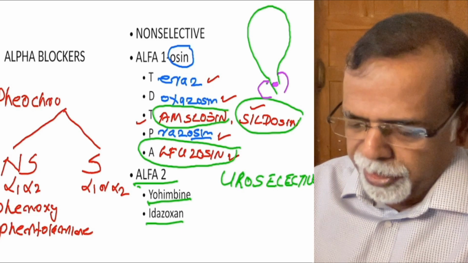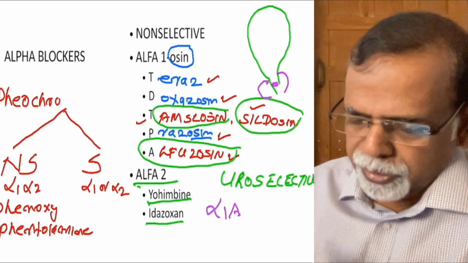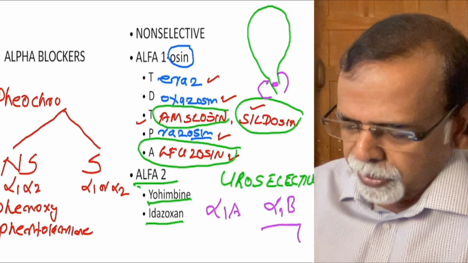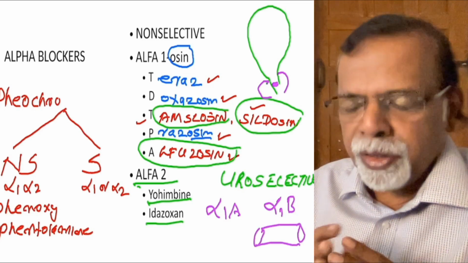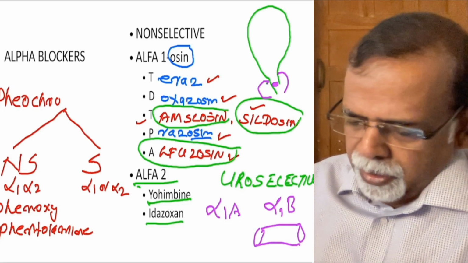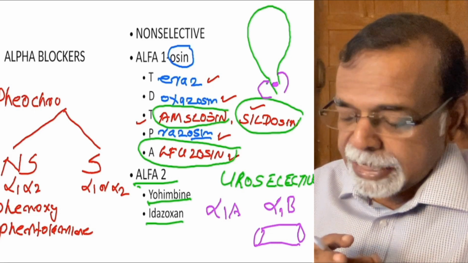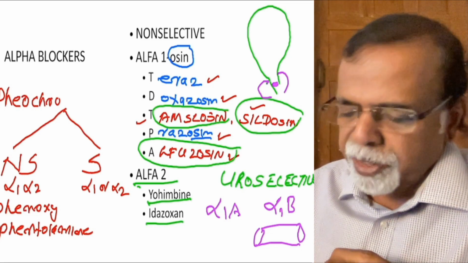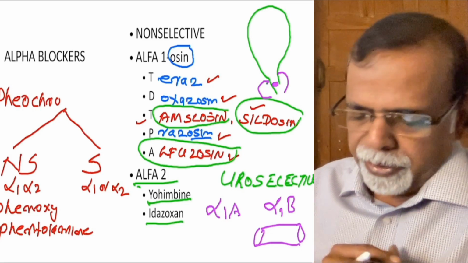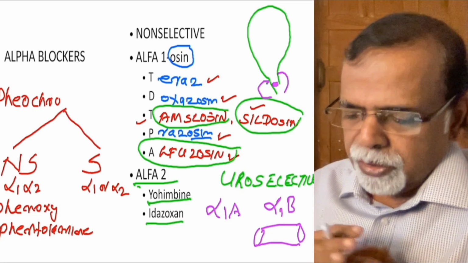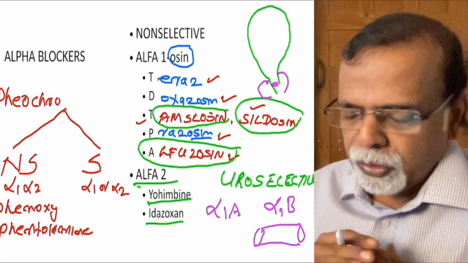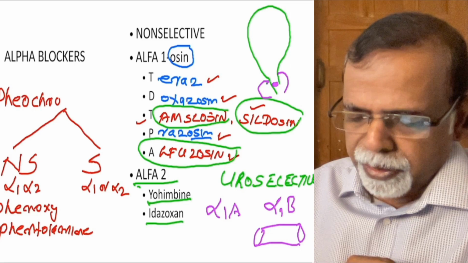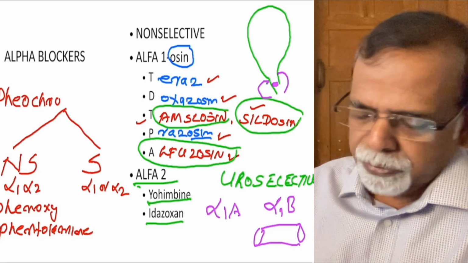The alpha 1A subtype is predominantly seen in these regions. Alpha 1B is in the blood vessels. So if the selectivity for alpha 1A is more, it will be more uroselective. The capacity of silodosin is 160 times more to block the alpha 1A receptor compared to alpha 1B. So that is why they are more selective. So tamsulosin, silodosin, alfuzosin, these are uroselective. You remember that. So this is the basics regarding the selective and non-selective types of alpha blockers.